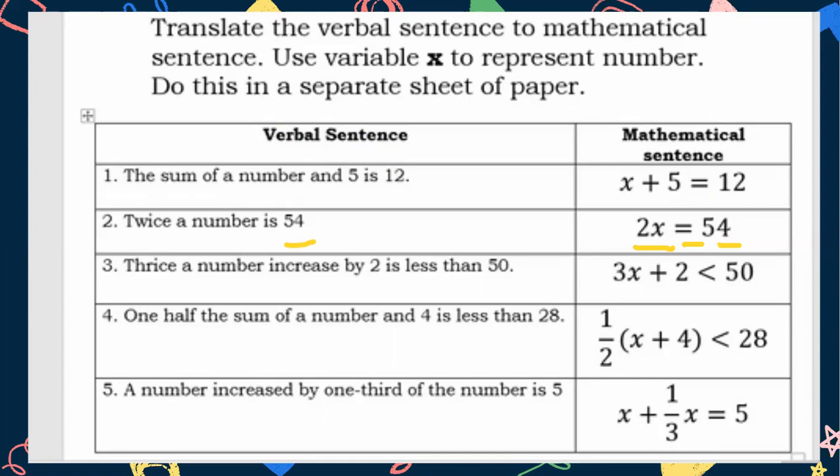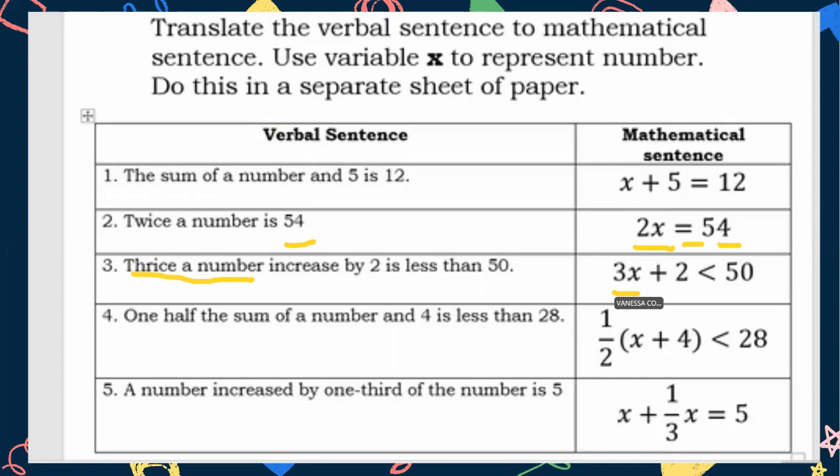The mathematical sentence is 2x is equal to 54. Alright? Next, number 3. Thrice a number. It means 3, a number. So 3x. So ito po yun.